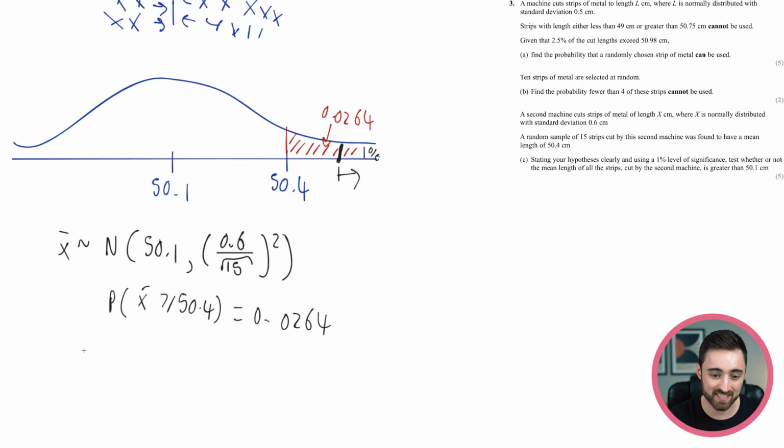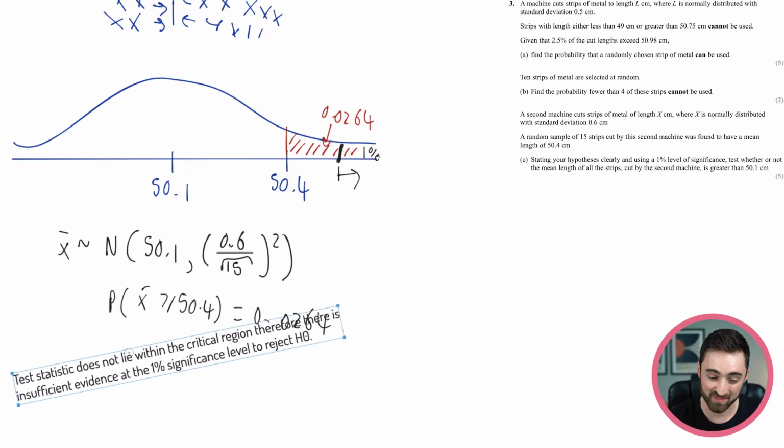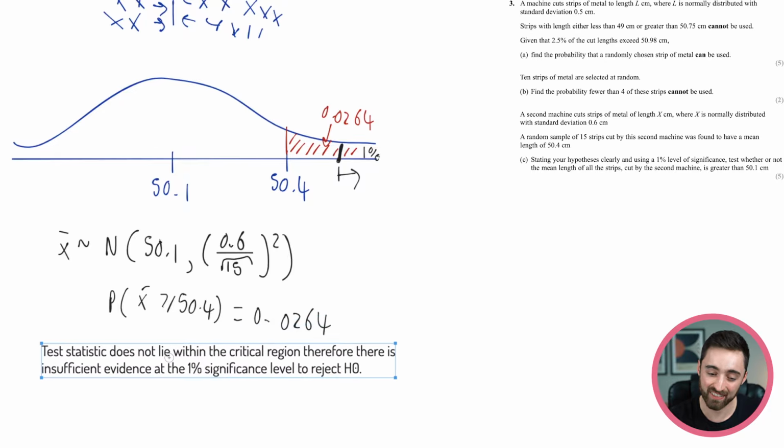So my test statistic in this case does not lie within the critical region. Therefore, there is insufficient evidence at the 1% significance level to reject H0. Very tough ones, normal distribution hypothesis testing. There's a lot going on there, but there we have it.